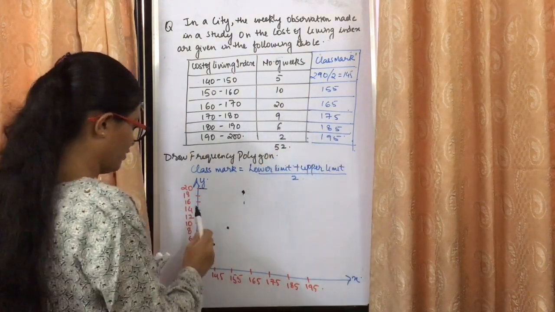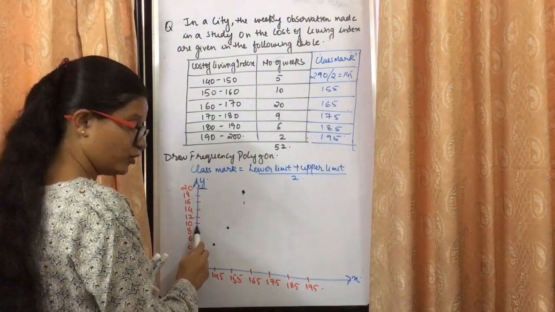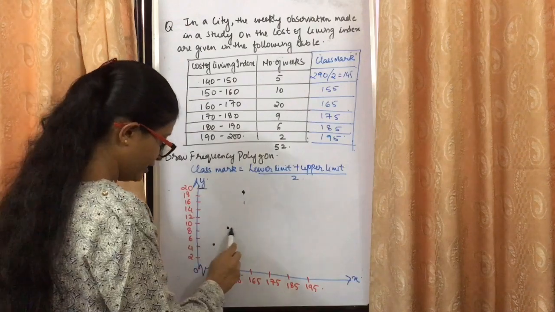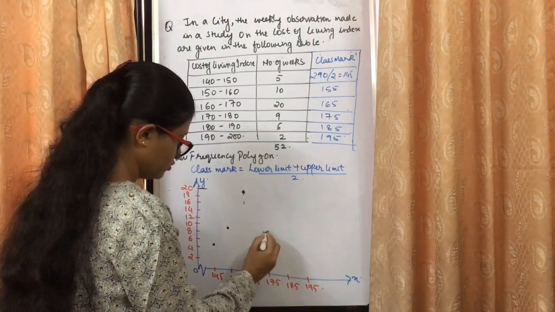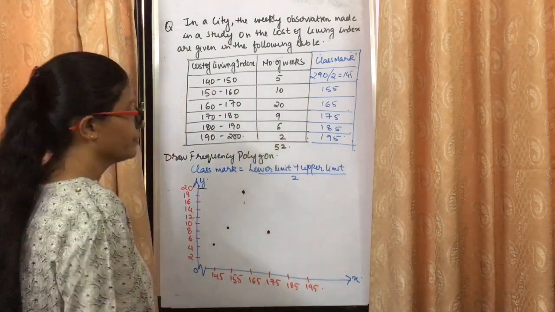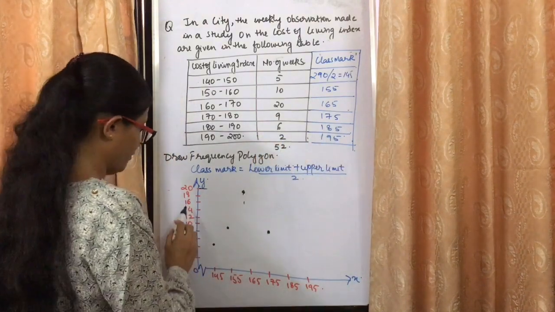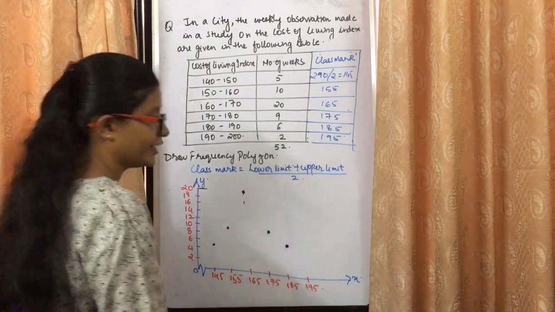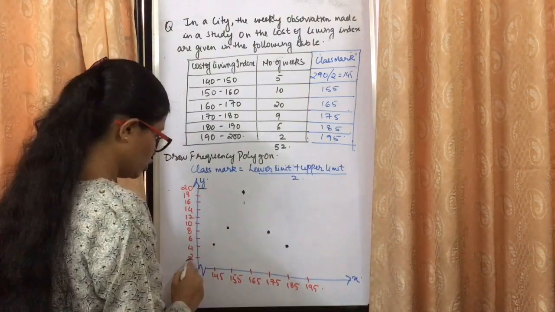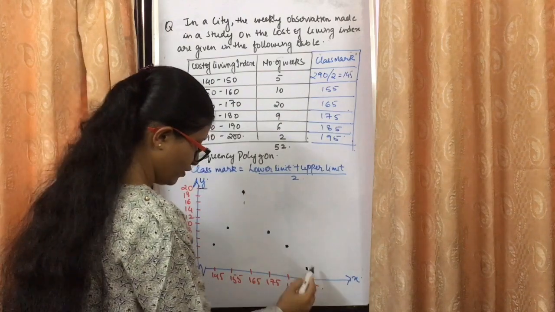9 and 175. Where will be 9? 9 will be in between 8 and 10. So this will be 9 and 175. So this will be my point. Fine. Now 6 and 185. Here we have 6 and 185. So this will be my next point. 195 and 2. This is 2 and 195.